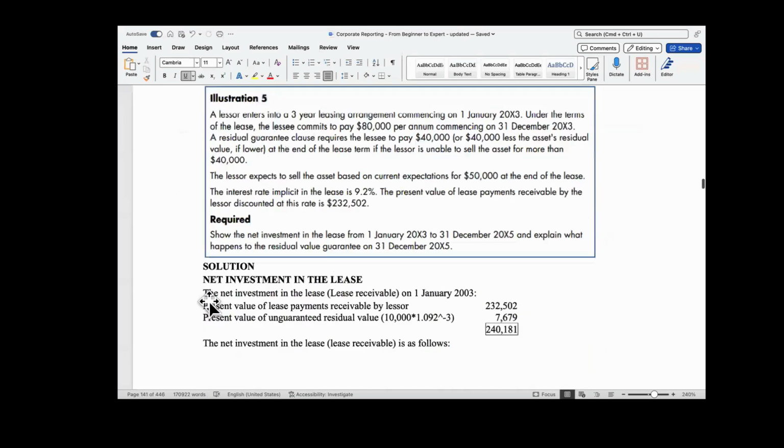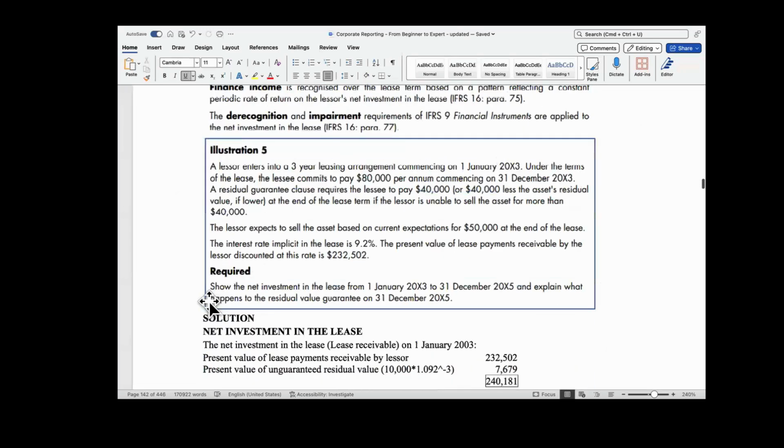Let's look at this illustration. Illustration 5. This one says a lessor enters into a 3-year leasing arrangement commencing on 4th January 2003.